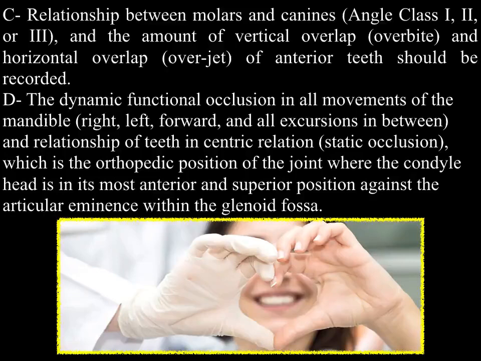static occlusion. We have two occlusions. Static occlusion means the centric occlusion, and dynamic occlusion is in the movement of the mandible, which is the orthopedic position of the joint, where the condylar head is in its most anterior and superior position. During the centric relation, the condylar head should be positioned in the anterior and superior position of the glenoid fossa, on the eminence of the glenoid fossa.